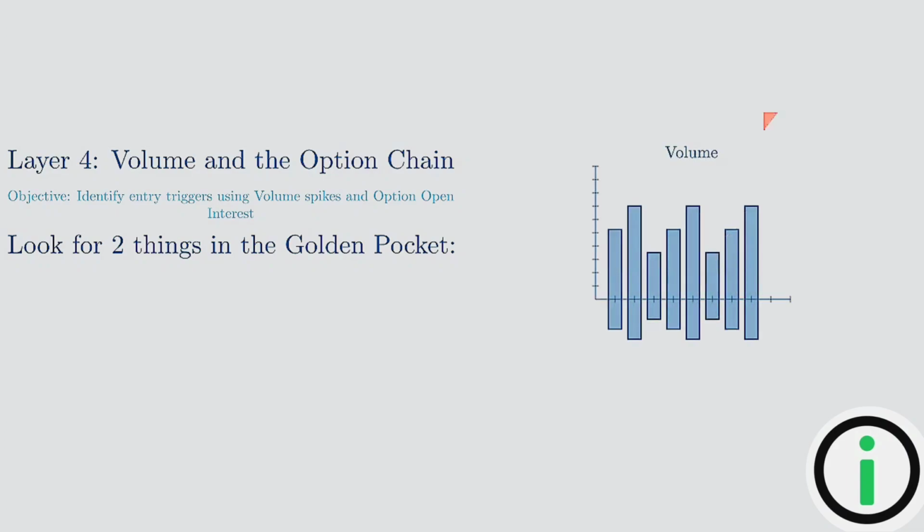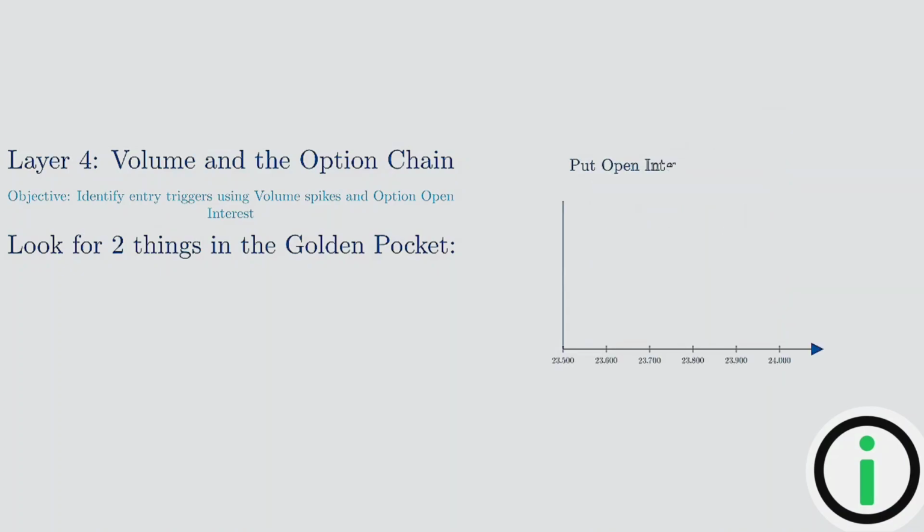First, we look for a rejection candle. This could be a pin bar with a long lower wick or a bullish engulfing candle. Crucially, this candle must be accompanied by an above-average volume spike. This spike is evidence that large institutional limit orders are being absorbed and defended.